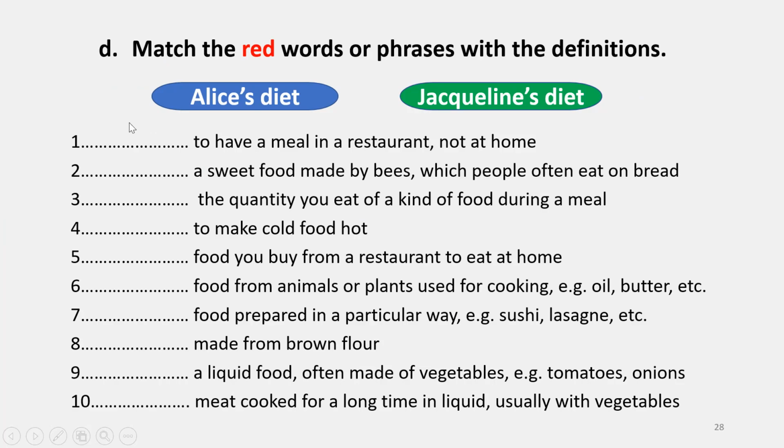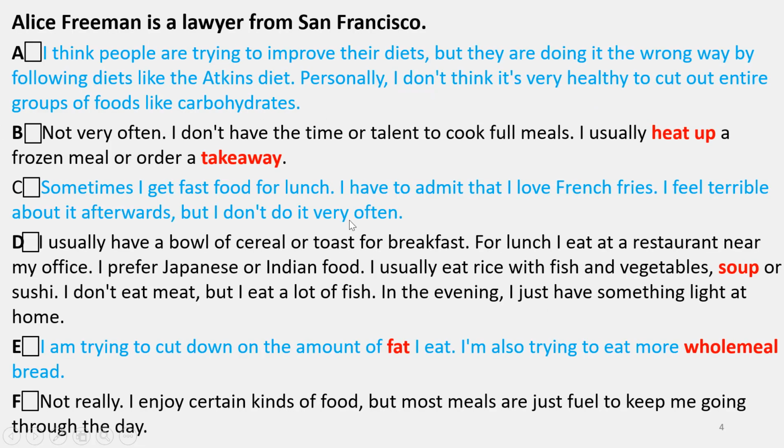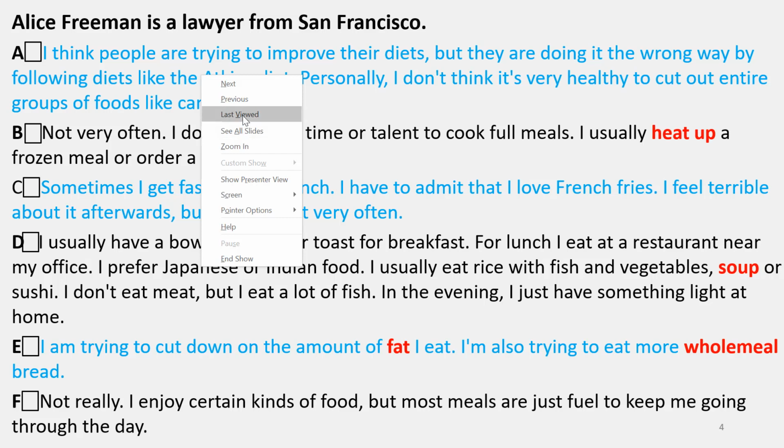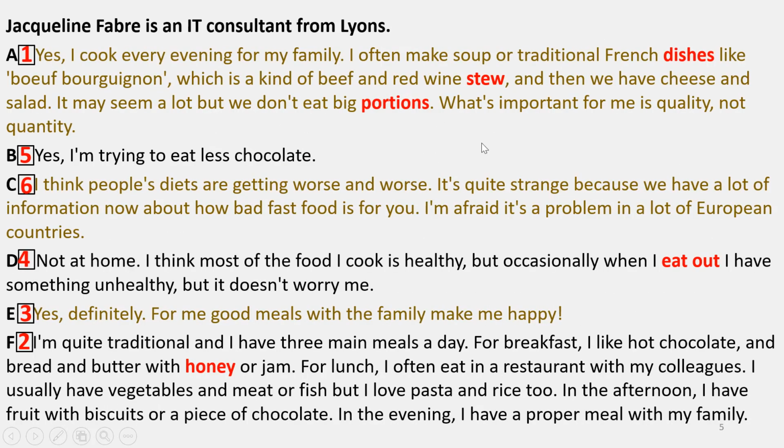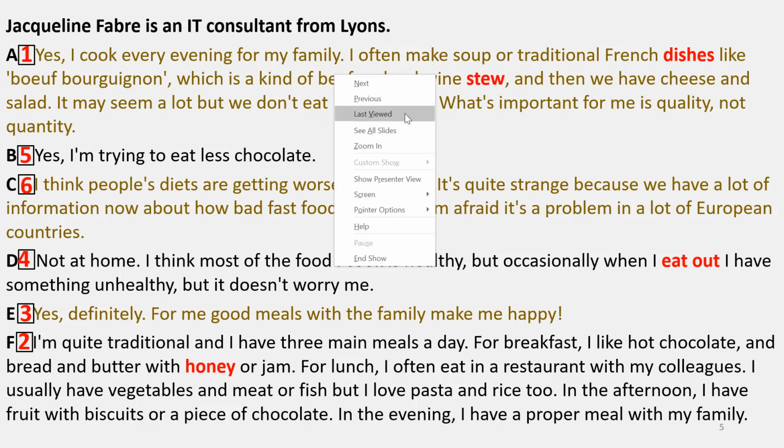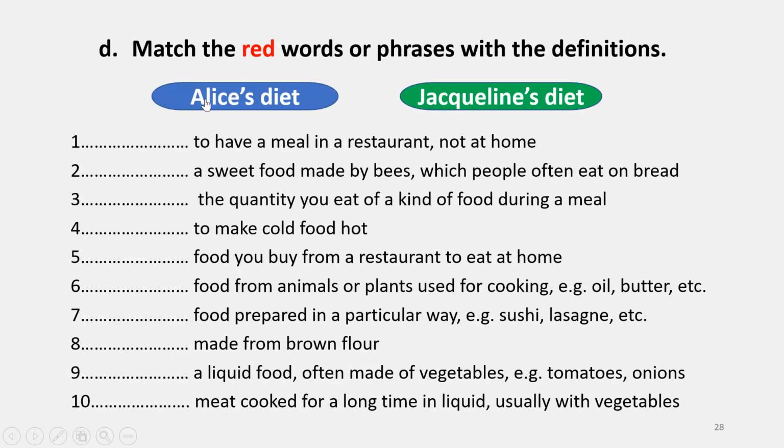Okay, now we will see part D. Match the red words and phrases with the definitions. So for Alice, please take a picture and notice the red words or phrases. Okay, good. Now we come back to the previous slide. And for Jacqueline, please take a picture. Okay, now we come back to the previous slide. Please notice the red words or phrases, and you must match them with these definitions.